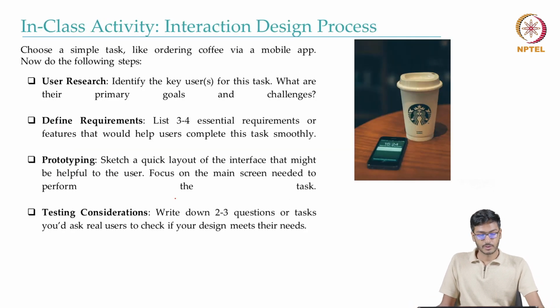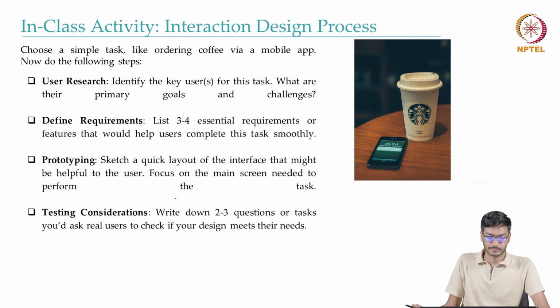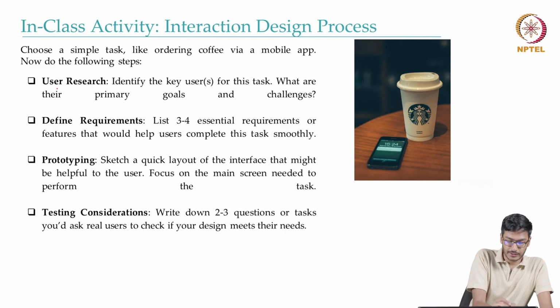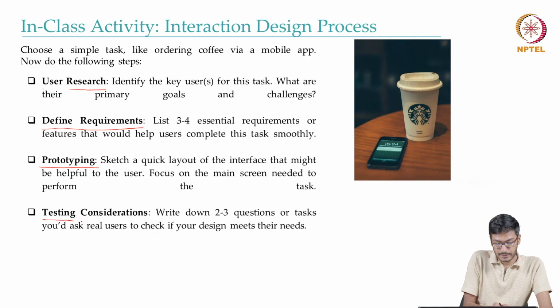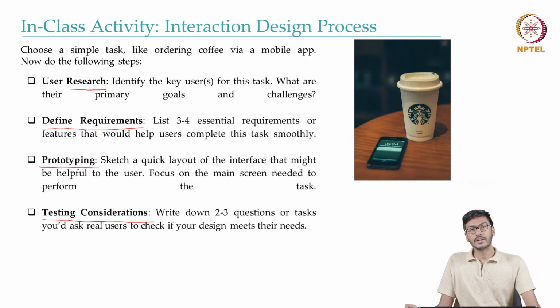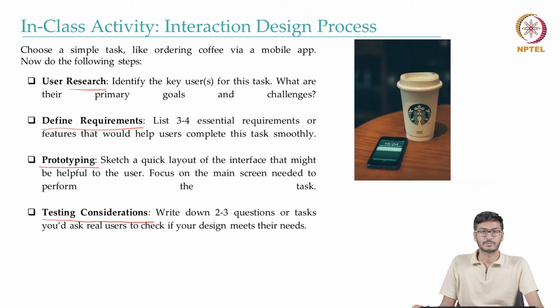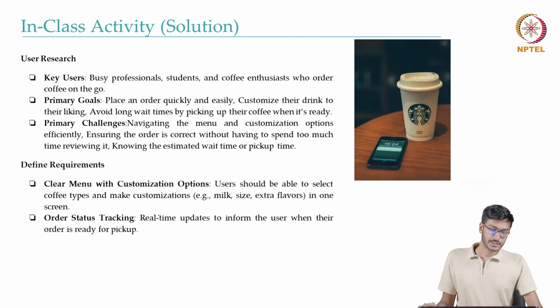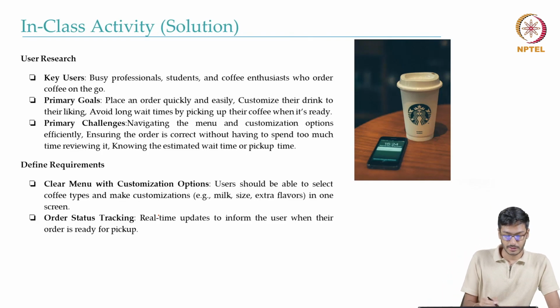And now we move on to a class activity. Choose a simple task, like ordering coffee via mobile app, and do the following tasks. You need to do some user research, you need to define requirements, some basic prototyping, and then testing these considerations. Take a few minutes, do these steps, and then we will continue. Okay, now we discuss what may actually be included in the steps.